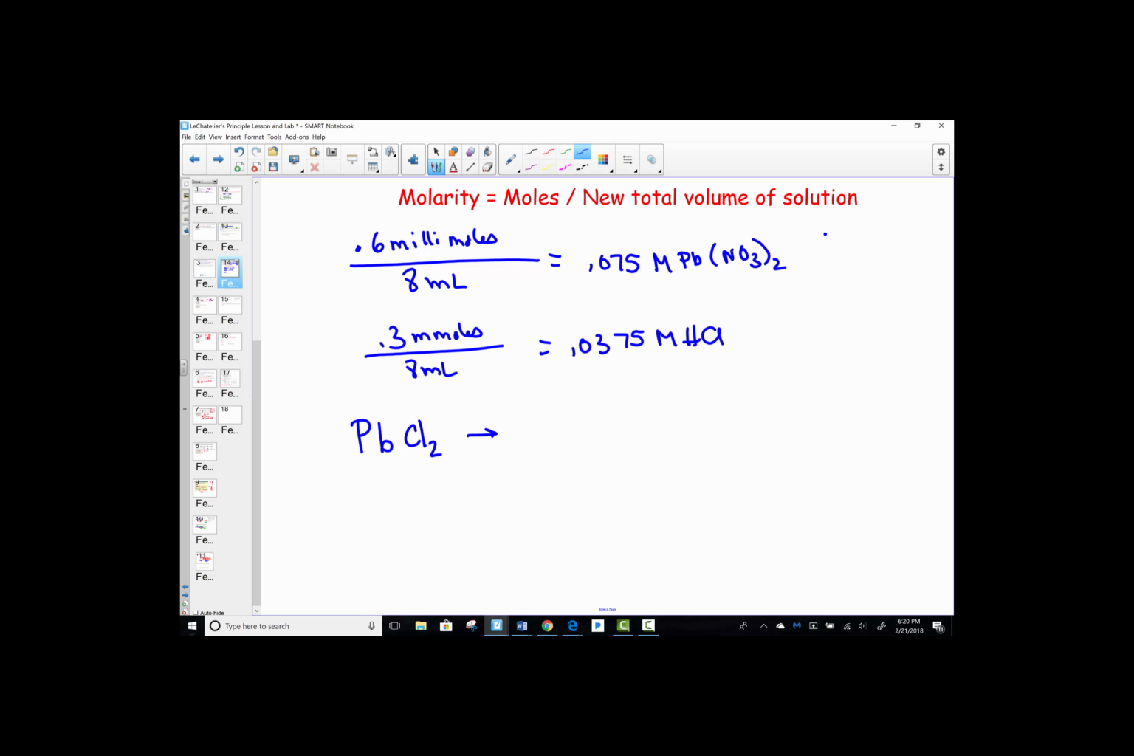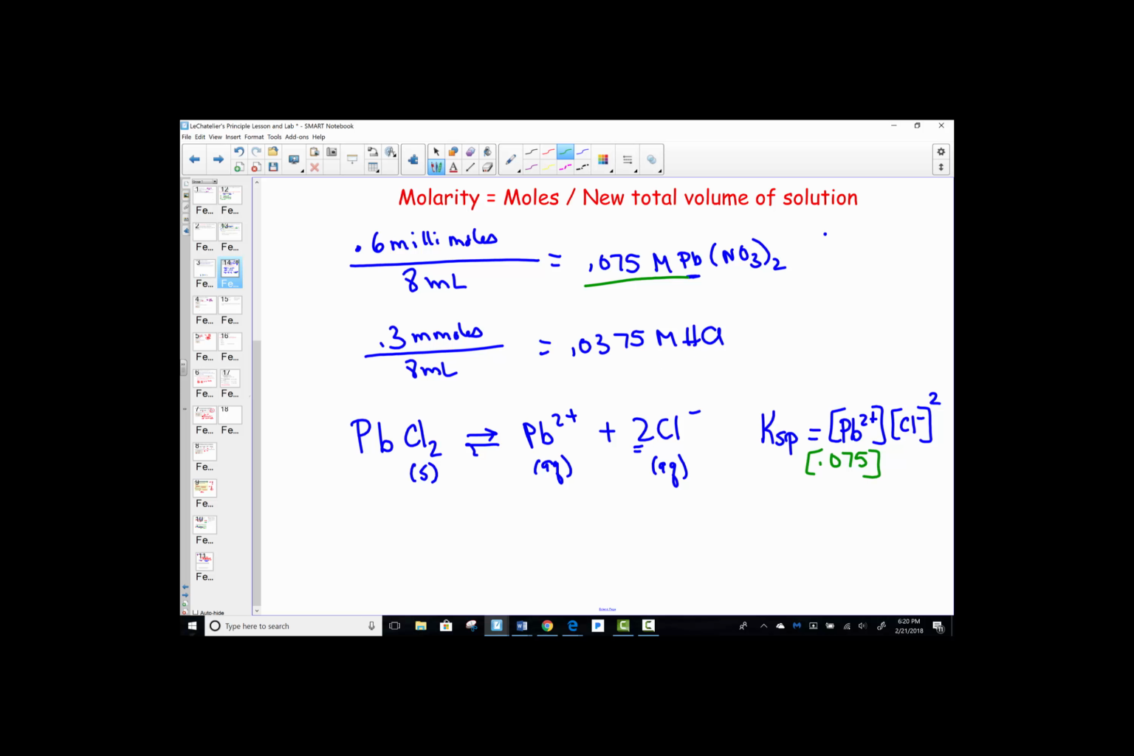Lead(II) chloride is in dynamic equilibrium with lead ion and 2 chloride ions. This is a pure solid. It drops out of our equilibrium expression. So the equilibrium for this solubility product, SP is for solubility product, it's the study of salt dissolving, would be expressed by the concentration of the lead ion times the concentration of the chloride ion squared due to its coefficient. Well, where are these sources? The lead comes from right here. The lead nitrate is 0.075.